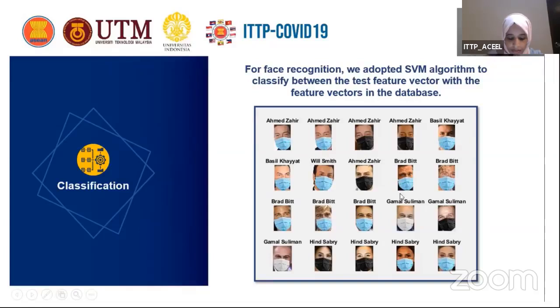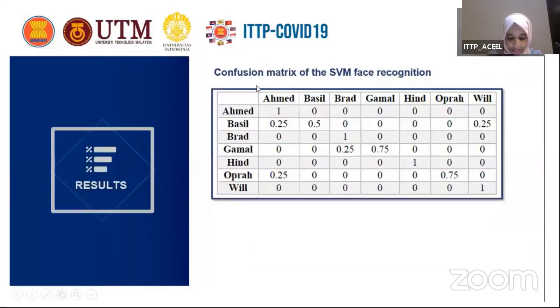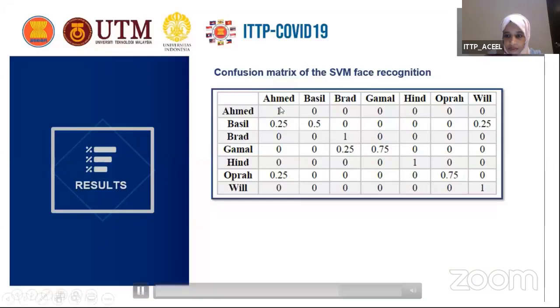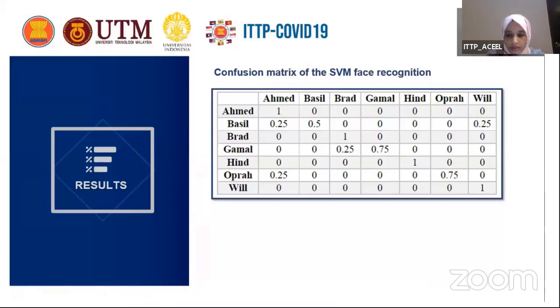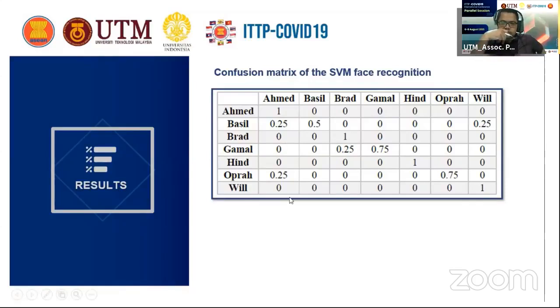Some of the labels are wrong. To test it, we use the confusion matrix, as we see here in this confusion matrix of the support vector machine. We noticed that some of the labels got 100% recognition, correct recognition, like for example here Ahmed, Brad, Hind, and Will, all of them get 100% recognition. So the accuracy of this model can be calculated from the confusion matrix, and it is equal to 85.71%.